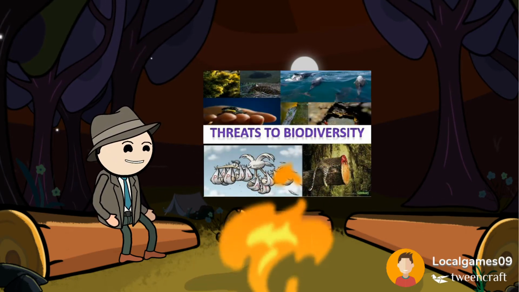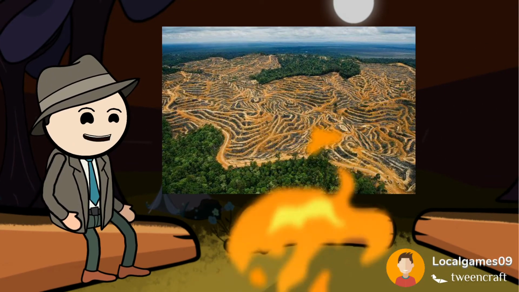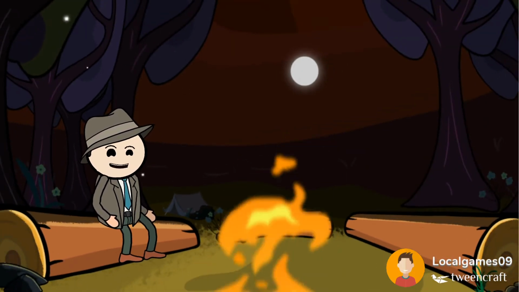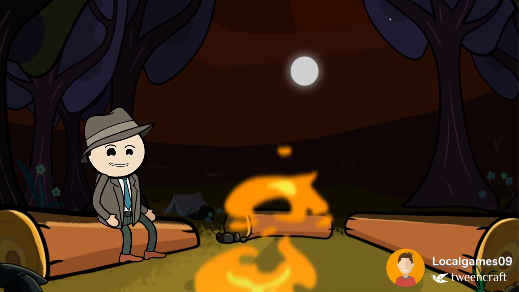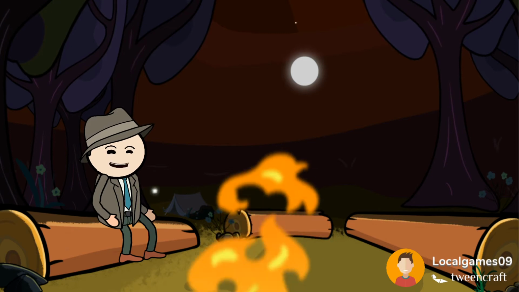Next is, what are some threats to biodiversity? First threat is habitat fragmentation. Ecosystem conversion and ecosystem degradation contribute to habitat fragmentation, habitat loss from exploitation of resources. Agricultural conversion and urbanization is the largest factor contributing to the loss of biodiversity.